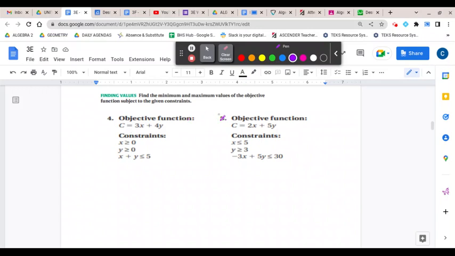So, I'm going to start here on number 5 here on the second page with this objective function 2x plus 5y. And we have these constraints. X is less than or equal to 5, y is greater than or equal to 3. Negative 3x plus 5y is less than or equal to 30.